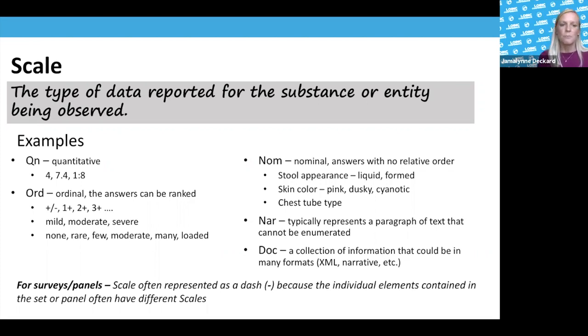Just of note, for surveys and panels, the scale is often a dash. So because all of the child elements contained within those panels vary as far as what their property and scale are. So they're often dashes for that reason.